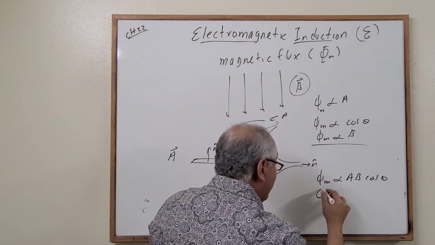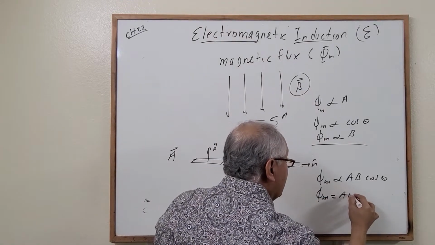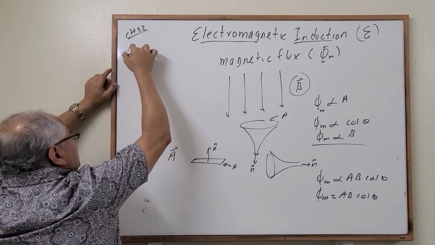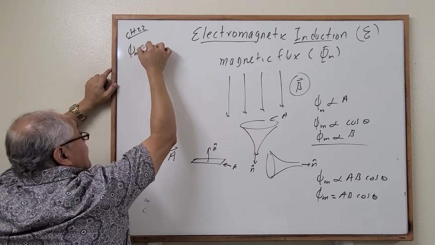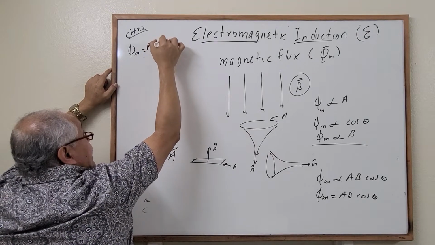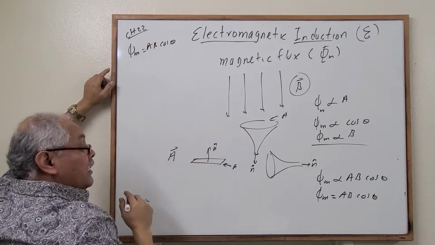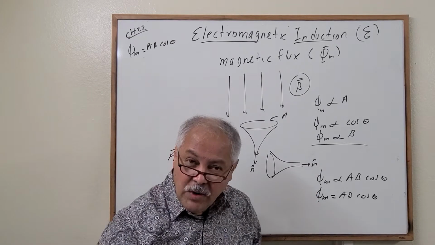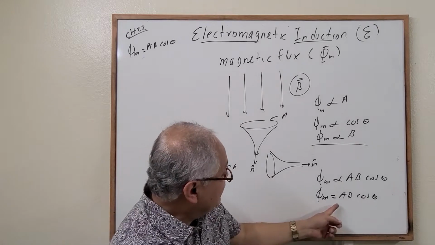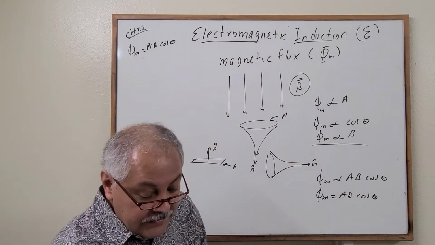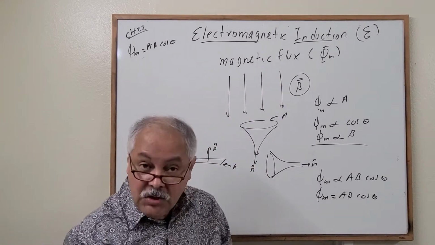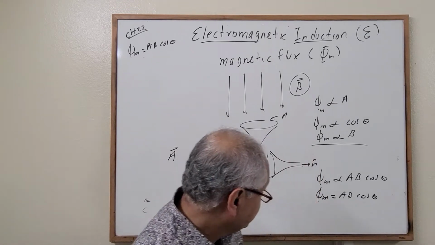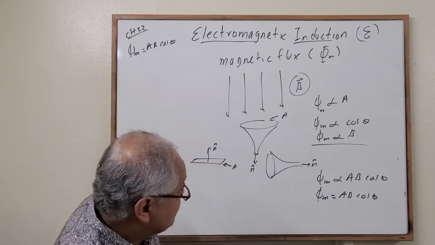So magnetic flux is equal to area times B times cosine theta. Okay, this is the magnetic flux defined as the area times B times cosine of the angle. Now, this is a new quantity. It has units. We found already the magnitude. Let's find the units for this quantity, magnetic flux. Okay, these are the units.